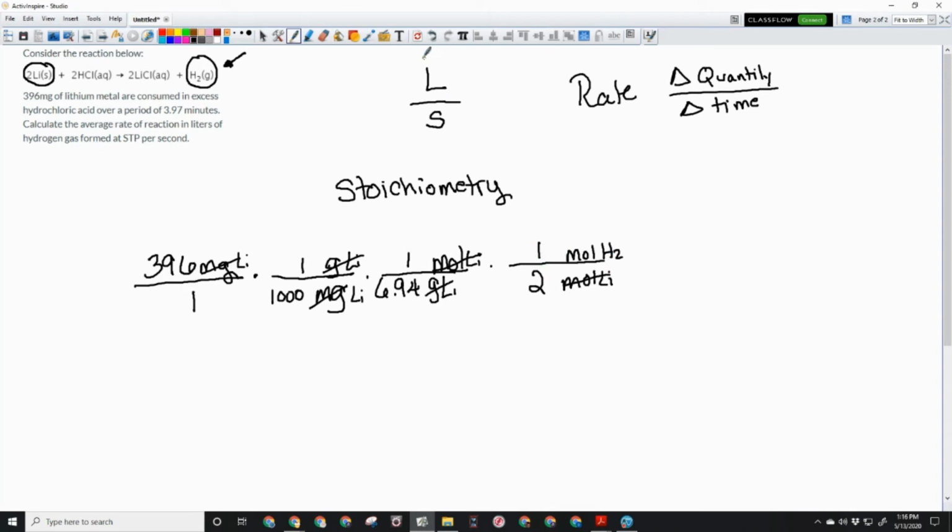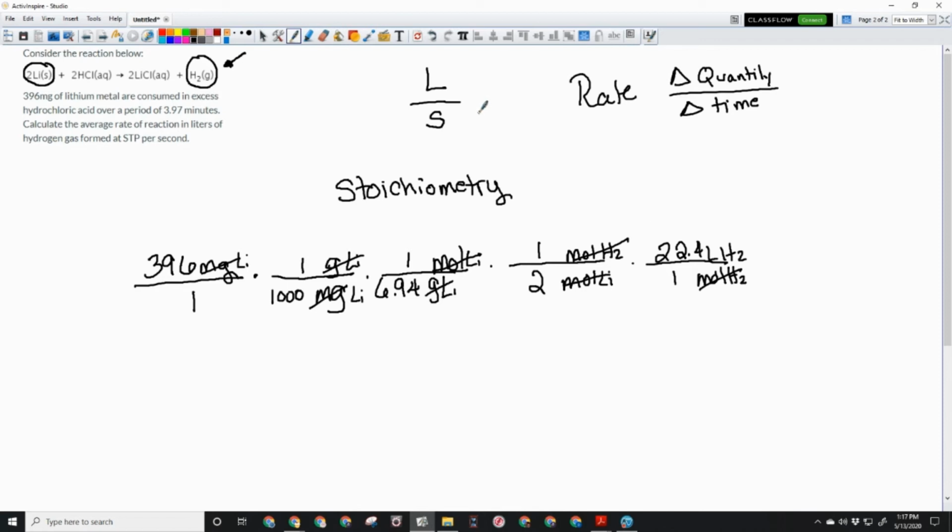But we don't want moles, we want liters. So we have one more conversion that we need to do. We want to get rid of moles of hydrogen and convert this to liters of hydrogen. Okay, so from the mole map, do you remember what this conversion is? 22.4 liters is equal to 1 mole. So cancel what you can cancel. Now we have liters of hydrogen, which match what the question is asking for, liters.